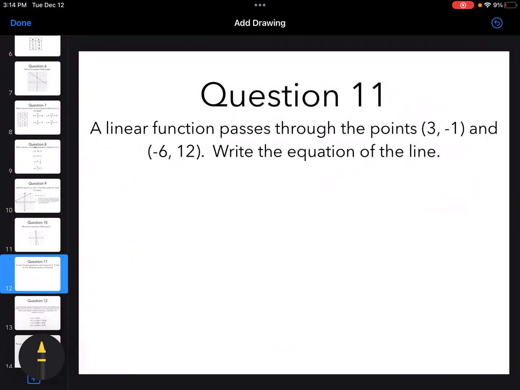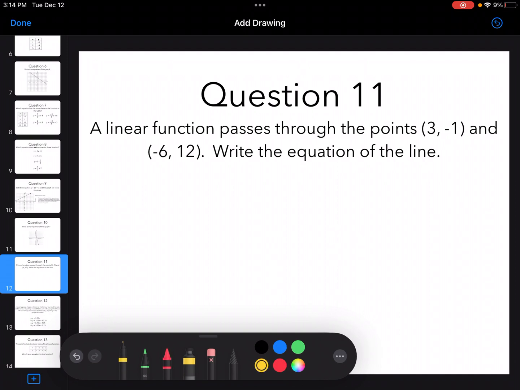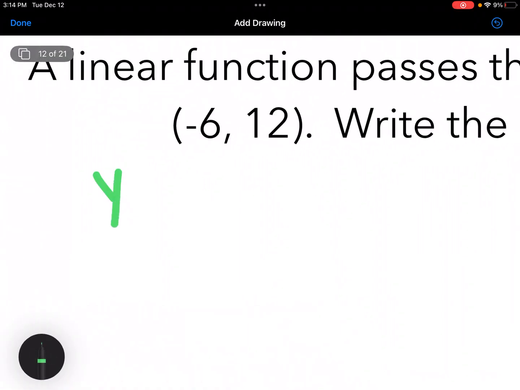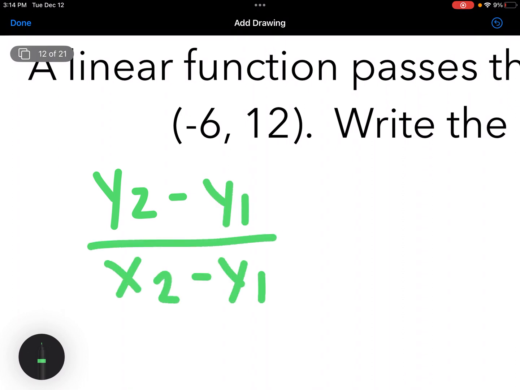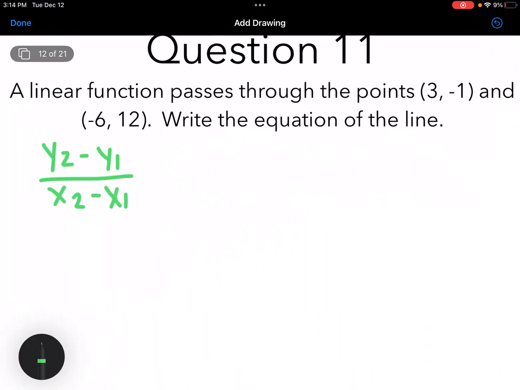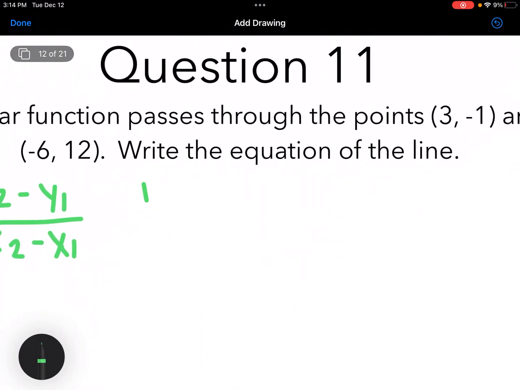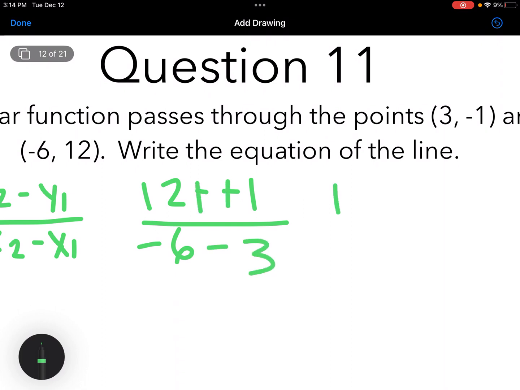It says, write the equation of the line. So again, I go back to y2 minus y1 divided by x2 minus x1, and I get 12 minus -1 divided by -6 minus 3, and I get 13 over -9. Whew. This is going to be one hard equation to come up with.